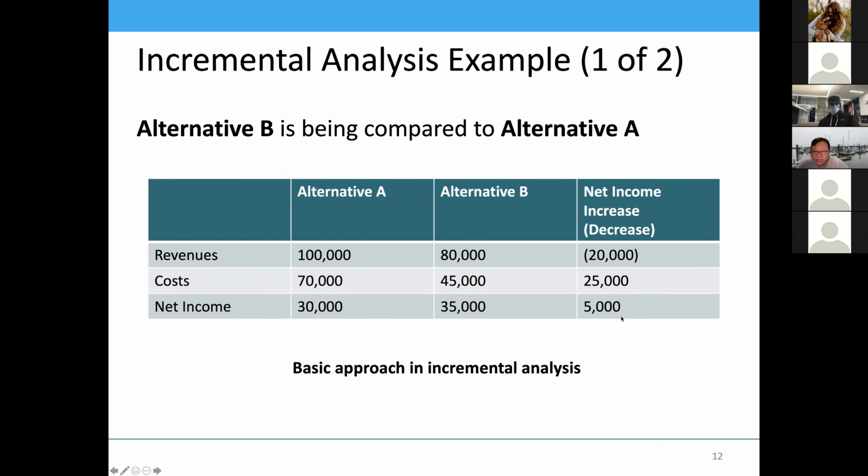Okay. So what's your answer? Which one are we going with? Alternative B. B, right? And the Google approved this. Okay, so that's B. So that's pretty straightforward, right? The basic approach for the incremental analysis. So why take the difference? That's my increments, right? What do you mean by incremental? That means it varies. There's a change, right? So I take the difference. And then I compare the difference, okay?